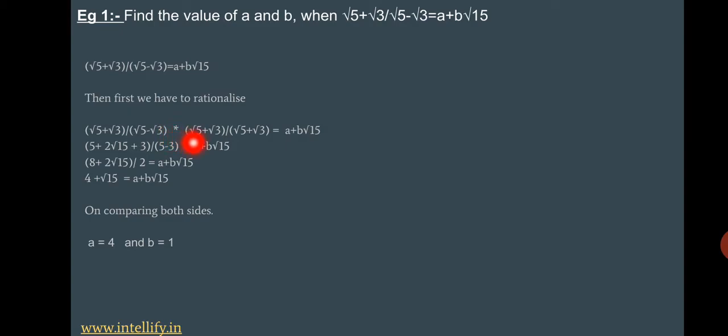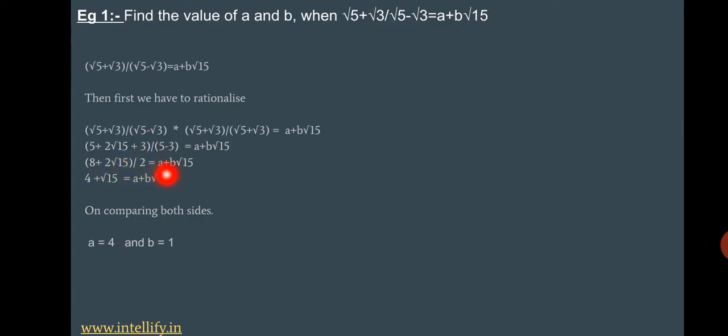Rationalization is very simple. You only have to change the sign in the denominator and multiply the whole left hand side again. Then your denominator is rationalized and becomes a normal number. This comes divided by 2, as you can see very easily. It comes (8 + 2√15)/2.